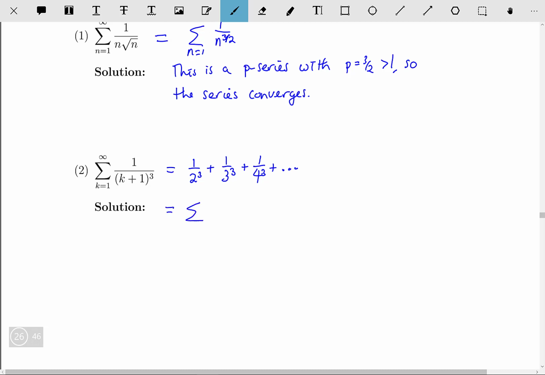So we can really write this, if you want to keep the k's, as k going from 2 to infinity of 1 over k cubed. And now we see that this is a p-series. It's a p-series with p equals 3, which is greater than 1. So therefore, I can see that the series converges.